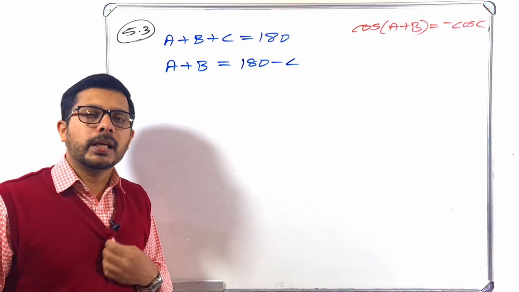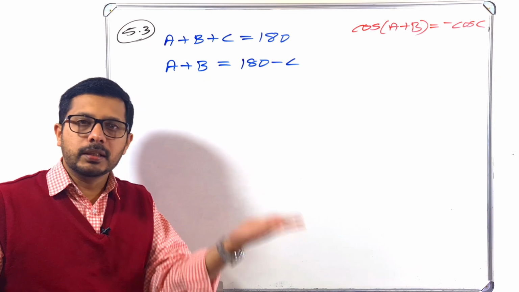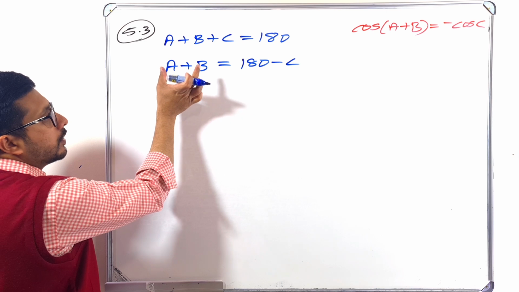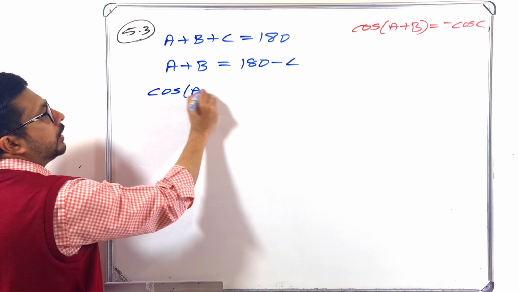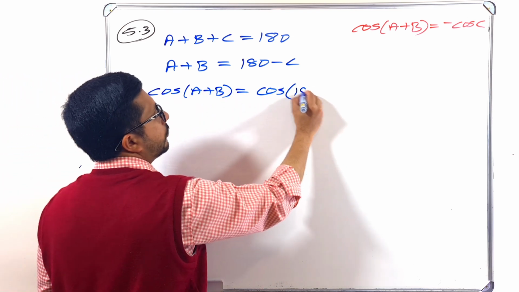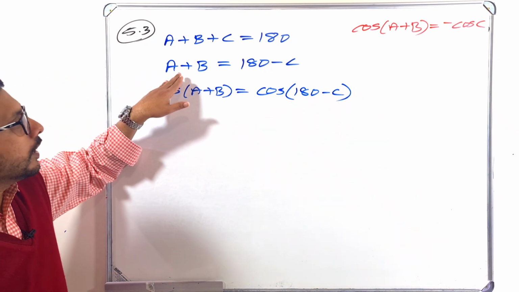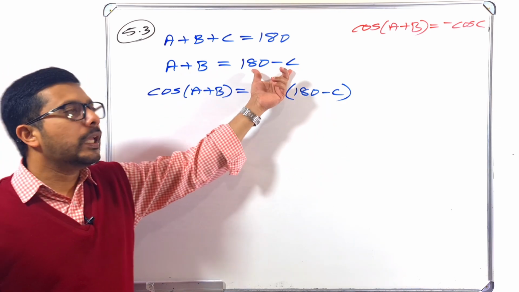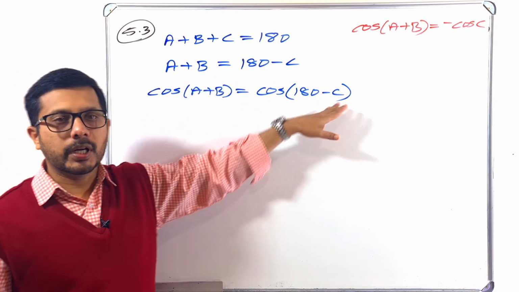So I am going to apply the same trigonometry on both sides, left side and right side. We want cos, so I am going to apply cos on both sides. Look at how I am going to write. Cos of A plus B is equal to cos of 180 minus C. We already said that A plus B is equal to 180 minus C, so I apply the same trigonometry on both of those angles. That means cos of A plus B is equal to cos of 180 minus C.